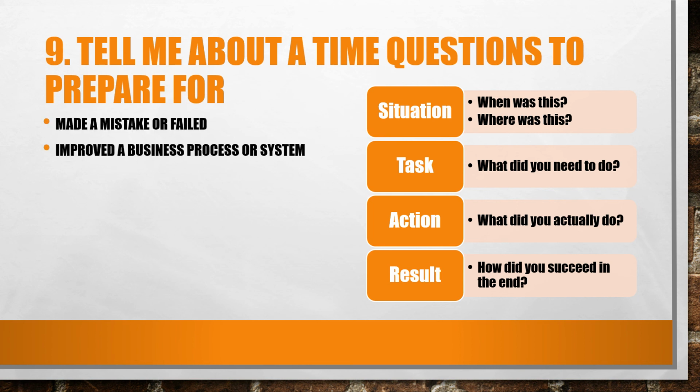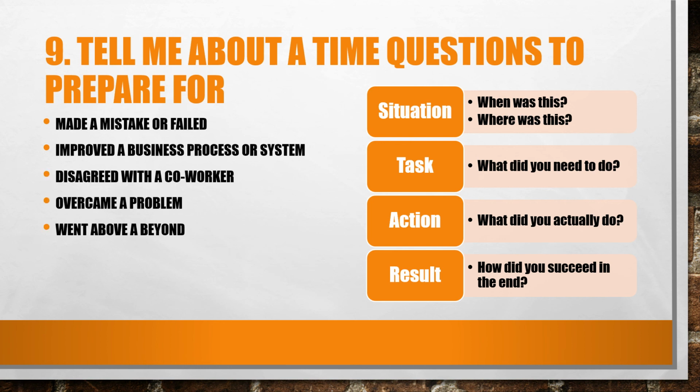So made a mistake or failed, improved a business process or system, disagreed with a coworker, overcame a problem, went above or beyond, worked under pressure, met a tight deadline. So these are the examples that you should have ready to go. So feel free to screenshot this or write these down, and I would have one example ready for each of these. You don't have to plan every single one out because that'll take forever. You just have to have one example.